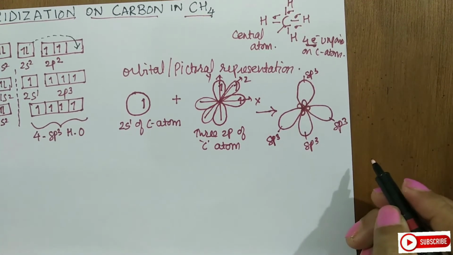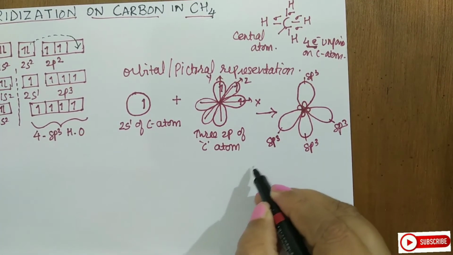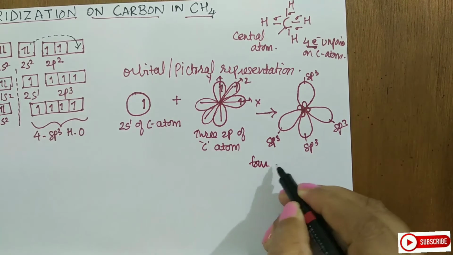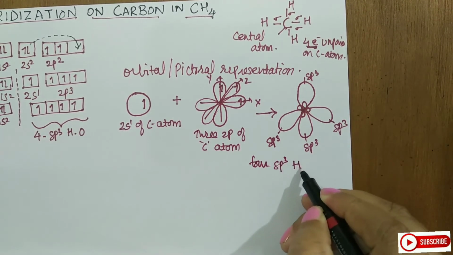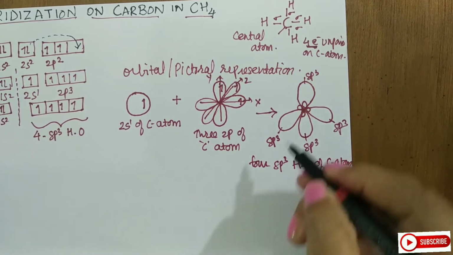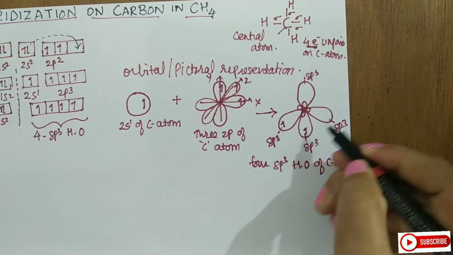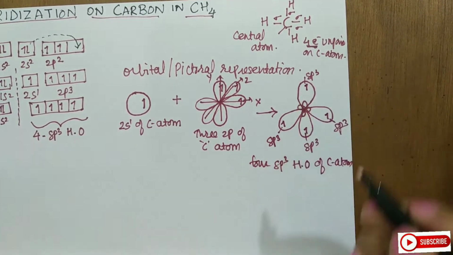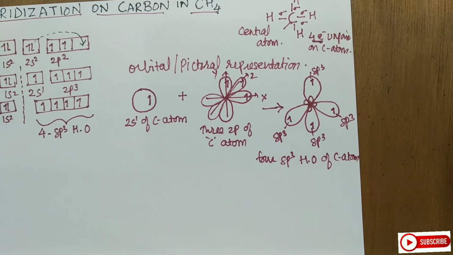They all are hybrid orbits. So I will call them the 4 sp3 hybrid orbitals of the carbon atom, each having one electron. Now the carbon atom is ready to overlap with the hydrogen atom.